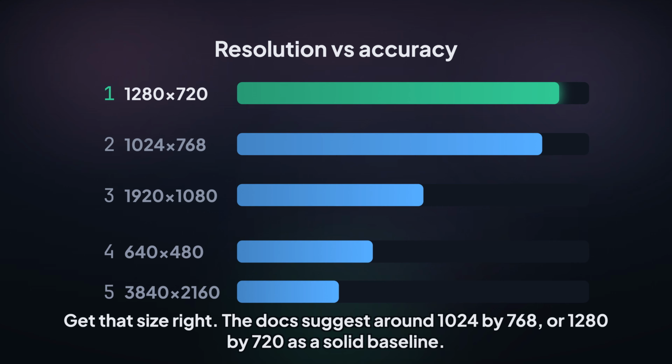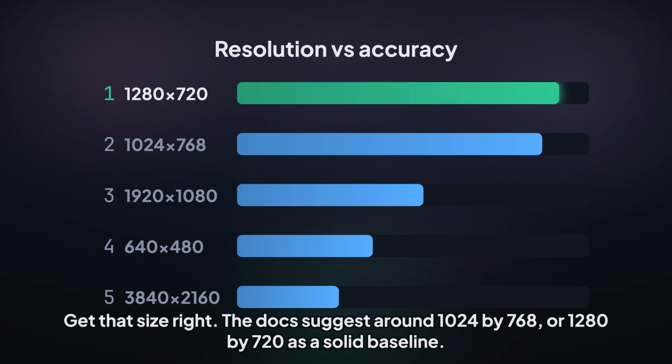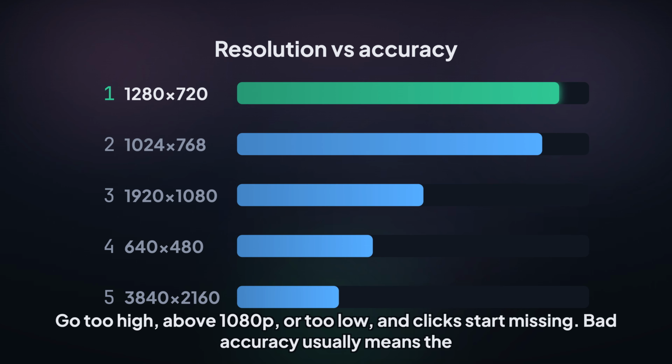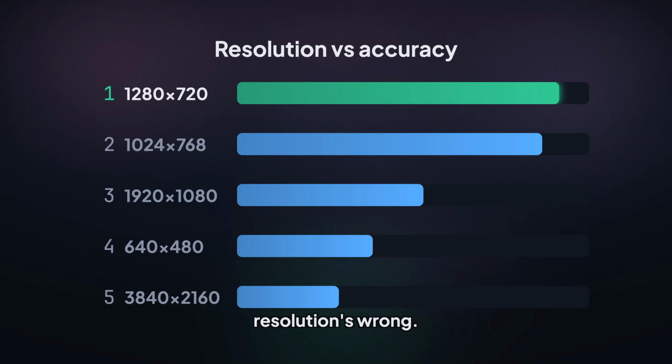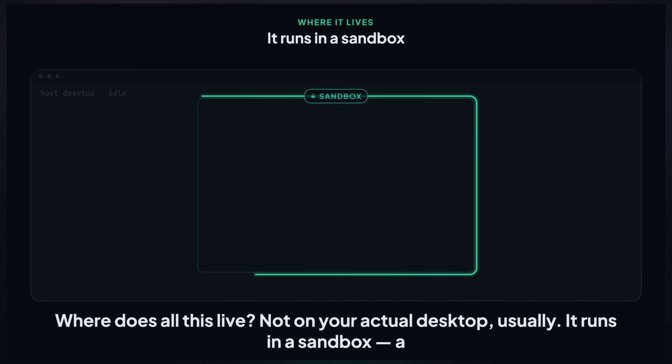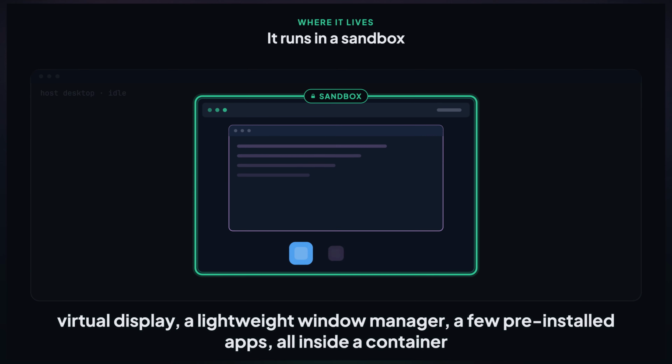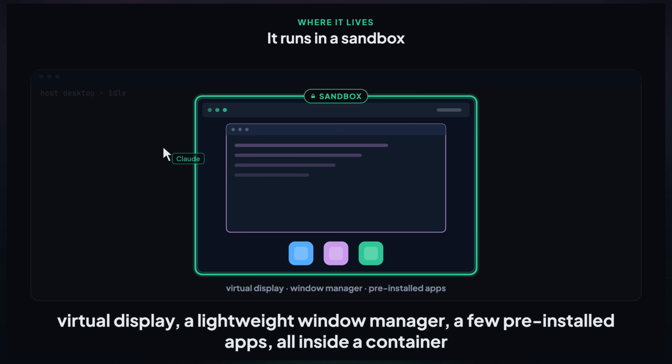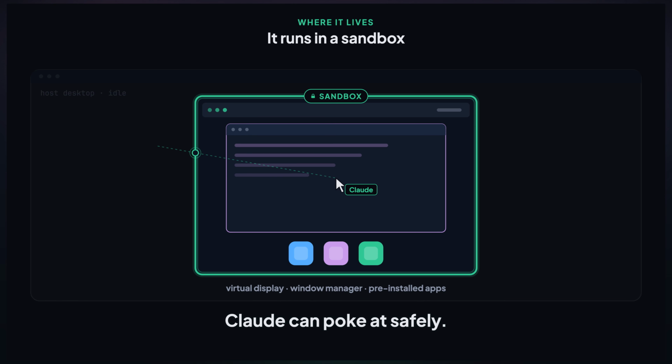Get that size right. The doc suggests around 1024 by 768 or 580 by 720 as a solid baseline. Go too high, above 1080p, or too low, and clicks start missing. Bad accuracy usually means the resolution's wrong. Where does all this live? Not on your actual desktop, usually. It runs in a sandbox, a virtual display, a lightweight window manager, a few pre-installed apps, all inside a container Claude can poke at safely.